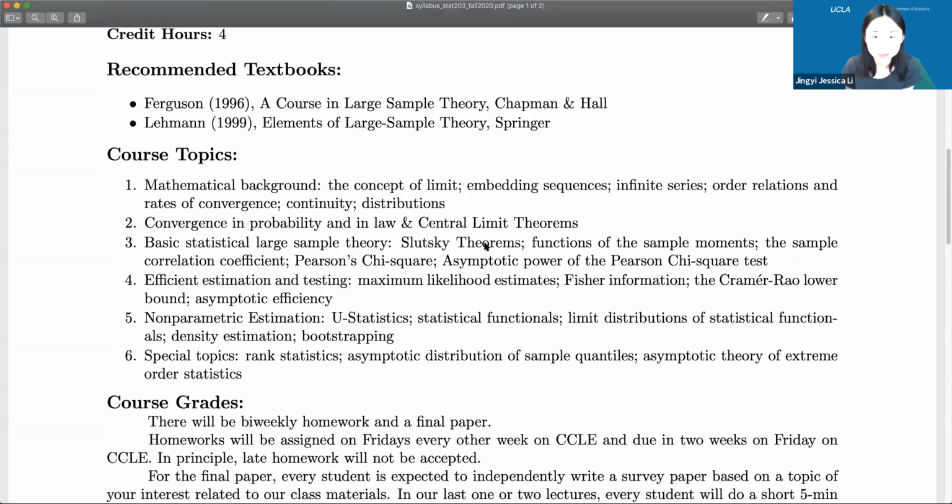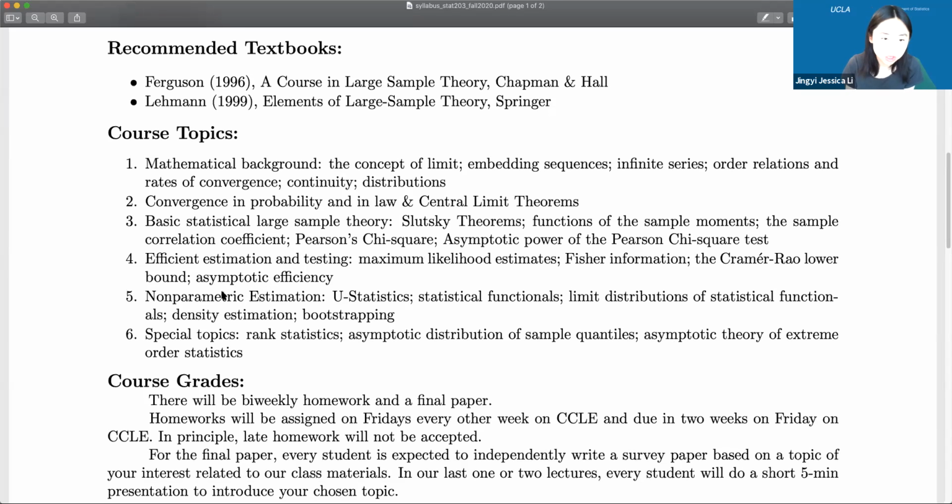Okay, and then specific to convergence in law, we will cover results including the famous Slutsky theorems, and the limiting or asymptotic distributions of statistics such as functions of sample moments, the sample correlation coefficient, Pearson's chi-square, and the asymptotic power of the chi-square test. We'll also talk about the asymptotic distributions of the MLE, Fisher information, the Cramer-Rao lower bound, which are asymptotic results about how well an estimator behaves, and asymptotic efficiency.